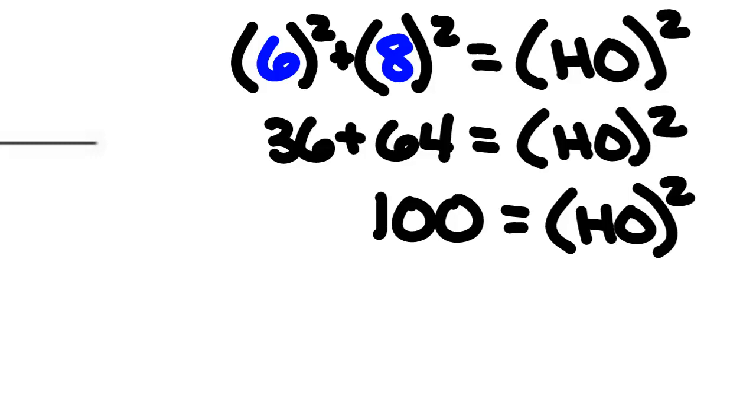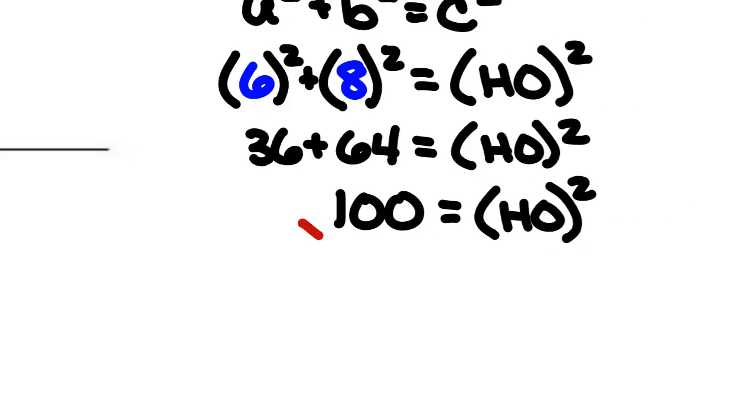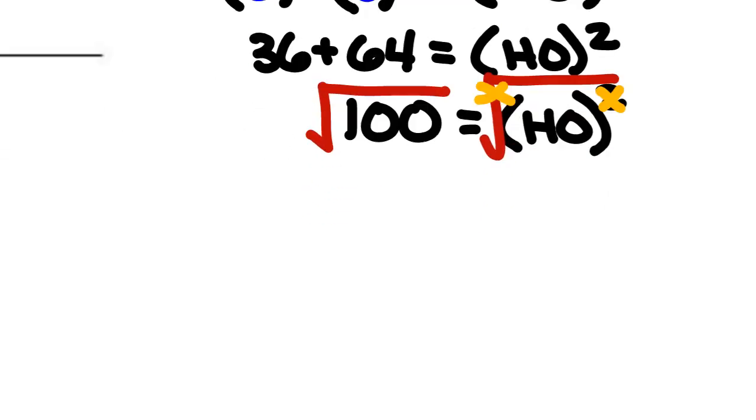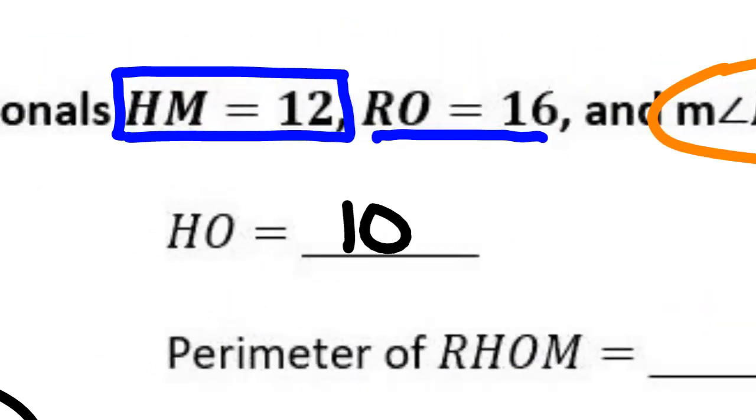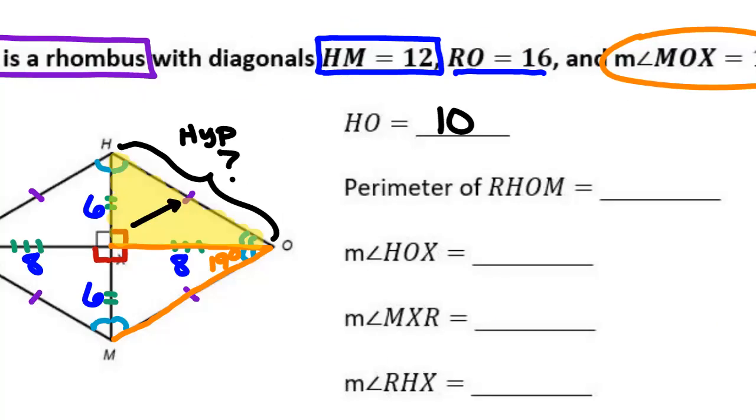Where do I go from here? Square root. So we're going to square root the left and square root the right, because if you do it to one side, you do it to the other. On the right, the squared and the square root cancel each other out. What is the square root of 100? 10. So 10 is equal to HO. I'm going to add that to my picture.